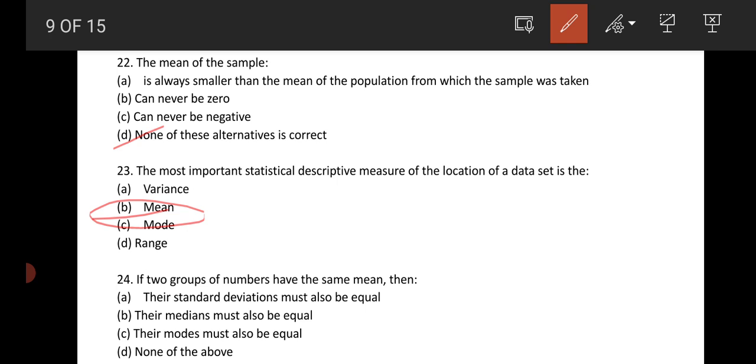24th question: if two groups of numbers have the same mean, what does it imply? None of the options above are correct. If the means of two data sets are the same, we cannot say that the standard deviation, or the median and mode, are also the same, because the two data sets may have different values.